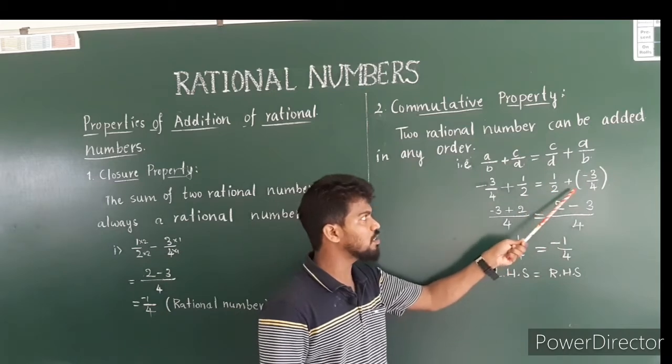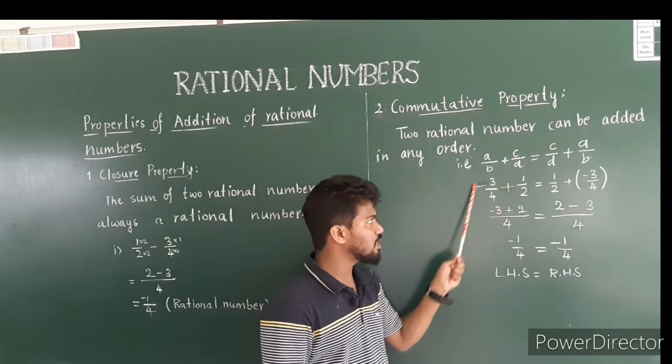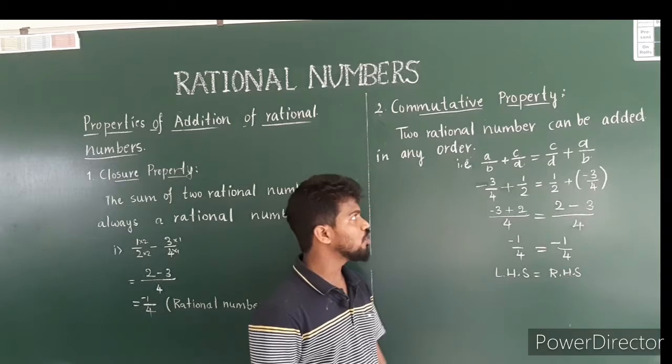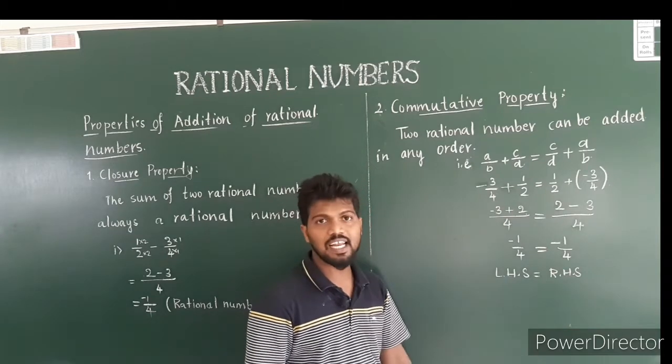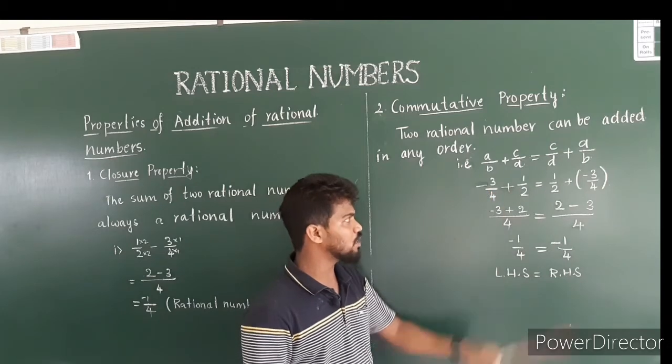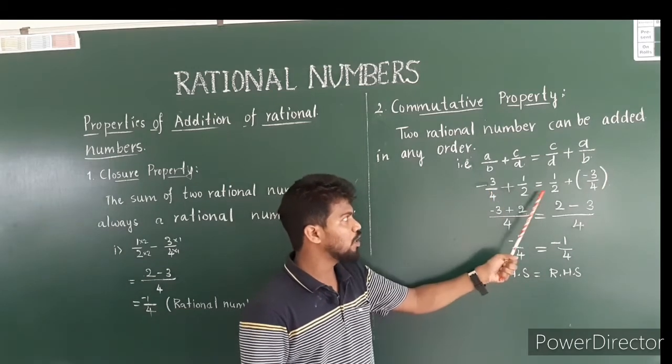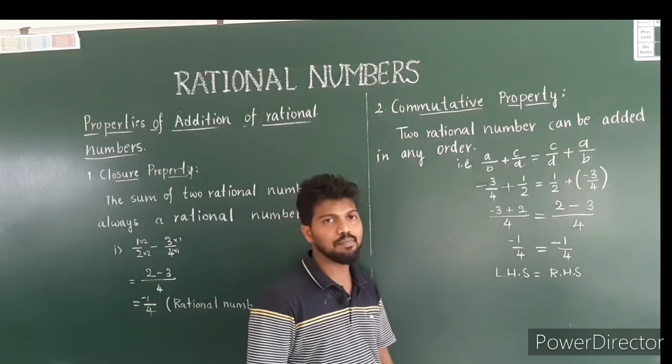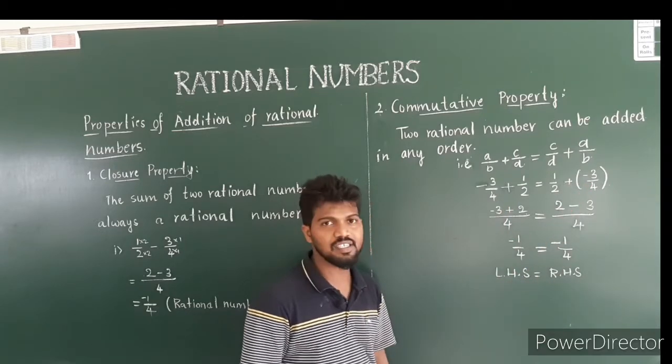So 1 by 2 plus minus 3 by 4. The first term you have, minus 3 by 4. So now you prove whether both the sides are equal or not. So minus 3 by 4 plus 1 by 2 is equal to 1 by 2 plus minus 3 by 4. So now you see that the order is changed.